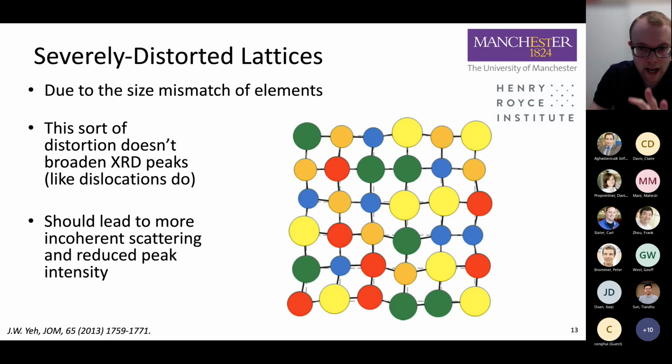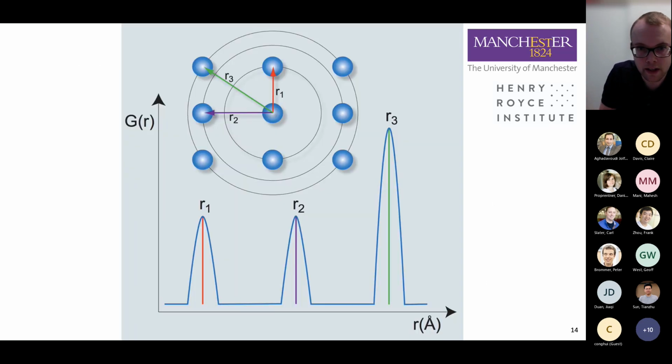Okay, and yes, I've been very fortunate to be associated with some work that's trying to probe this sort of lattice idea in high-entropy alloys.